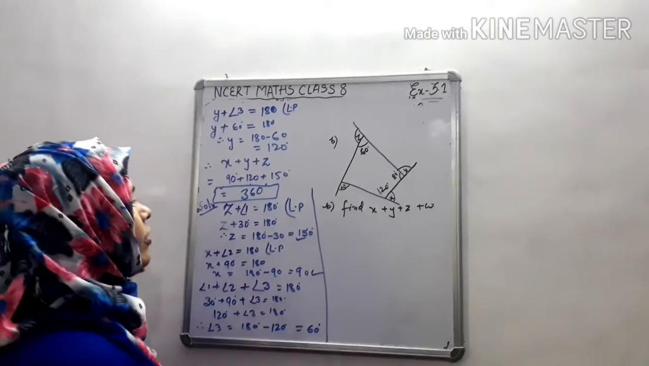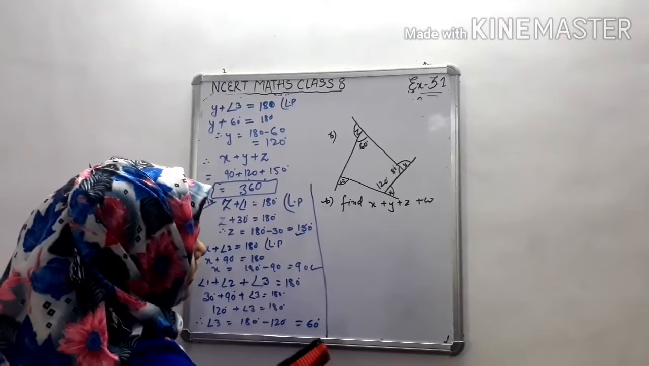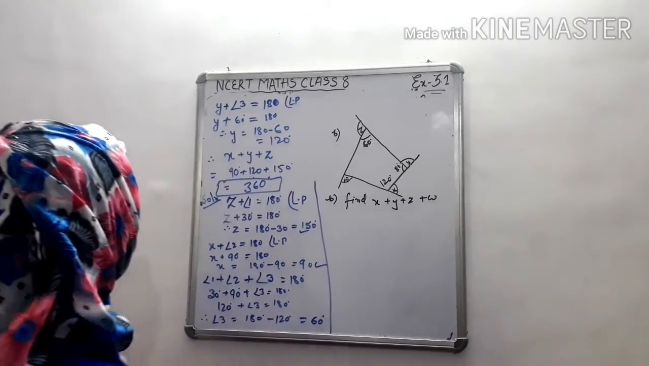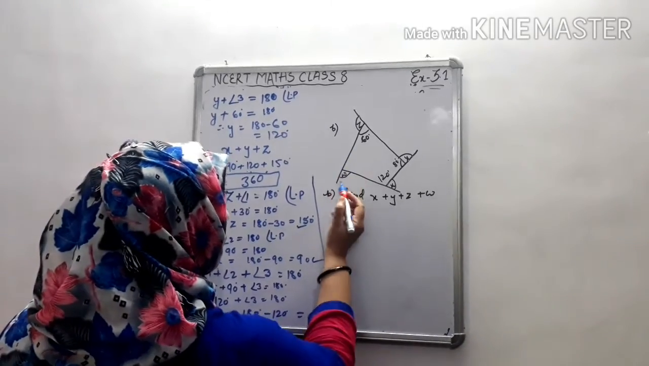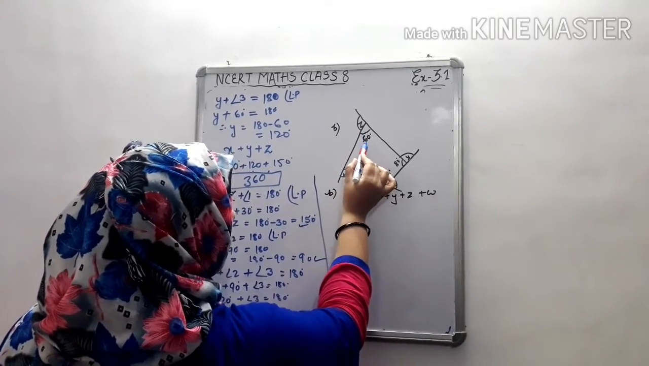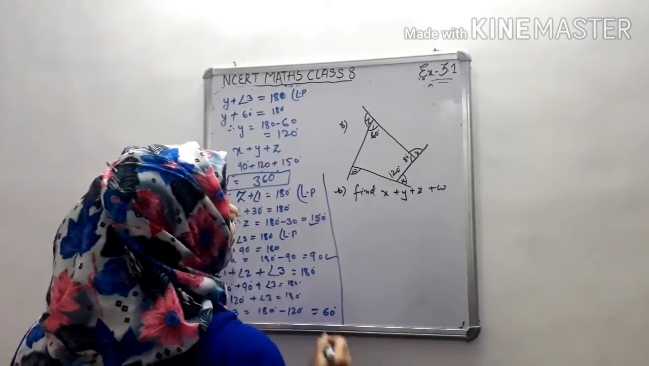Now let's see the next part. The same way, we have to solve it the same way as we have solved the A part of question number 7. Here z is given, and here the value of z is 60 degree. Angle 1, let us suppose. This is angle 1.